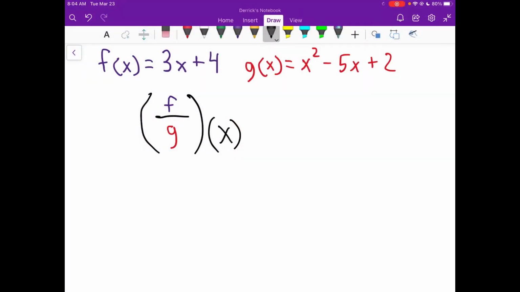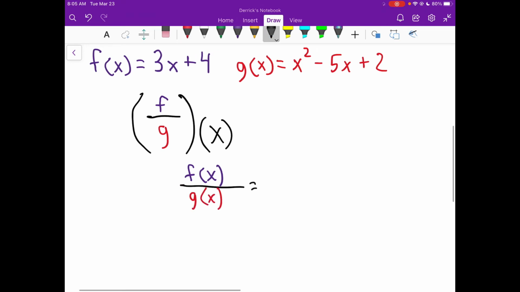Finally, let's talk about quotient. Let's talk about taking f divided by g. So in this case, if I'm taking f divided by g of x, that means I'm asking you to take your f of x function and put it over, or divide it by, the g of x function. Which means, in this scenario, we would have 3x plus 4 over x squared minus 5x plus 2.